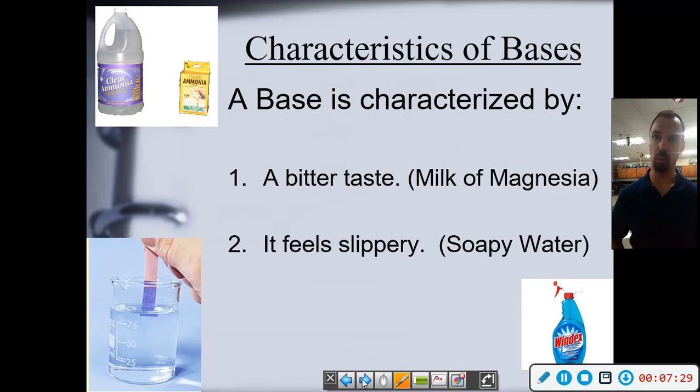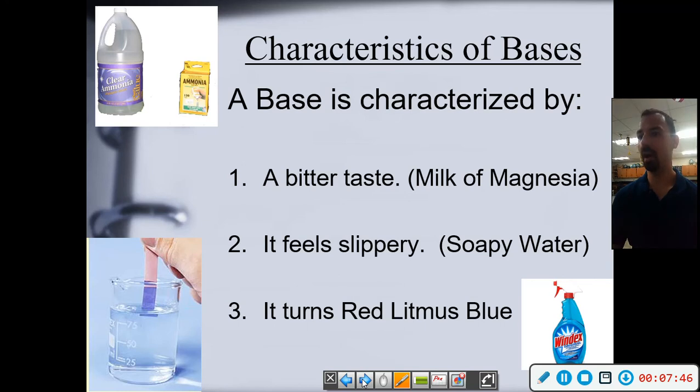If you work with bleach or ammonia, you're not supposed to touch it with your hands, but it actually feels slippery in your hands. If you get it on your hands, you should wash it off immediately. It can eat through your skin and damage your skin.